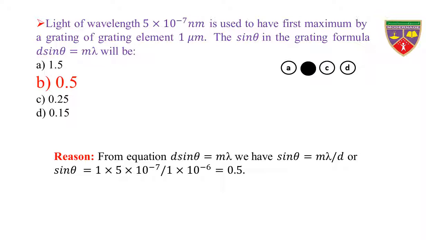Reason: from the equation d sin θ = mλ, we have sin θ = mλ/d, or sin θ = (1 × 5 × 10^-7)/(1 × 10^-6). Simplification gives sin θ = 0.5. Hence, the sin θ is 0.5.